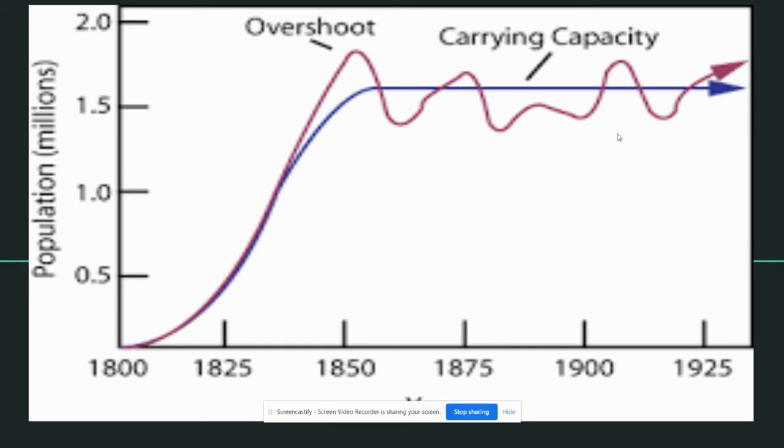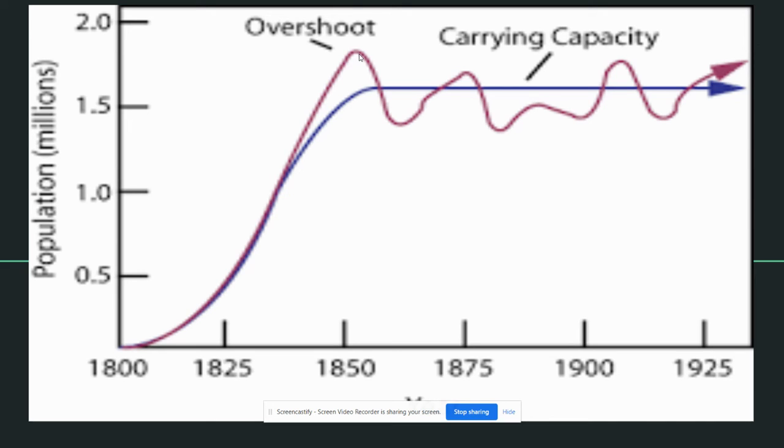This is an example. Sorry, it's blurry, but this is an example of a population. Time is on the x-axis. It goes in 25 years. Populations in millions. As you see, we have a high amount of growth rate, and then it goes up. Overshoot is the maximum it goes.